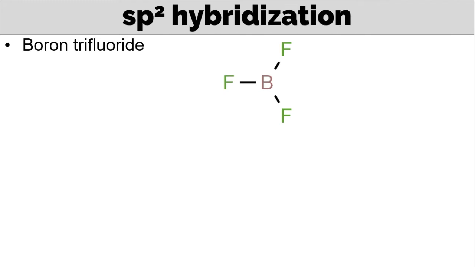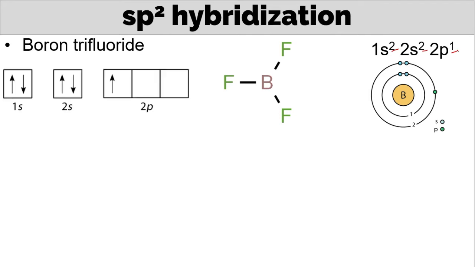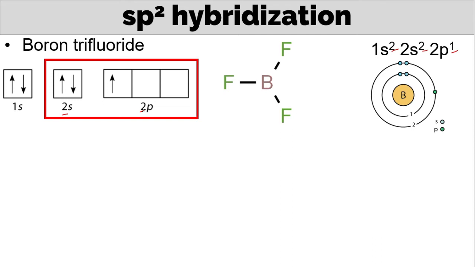Now, consider the bonding in boron trifluoride. Since boron is the central atom, we'll focus on boron. Remember, the electron configuration for boron is 1s2, 2s2, and 2p1 because boron has an atomic number of 5. So when you add this, it's 5. So if we're going to draw the orbital diagram of boron in the second energy level, we will have this. Question now is how can boron form 3 bonds with fluorine when it has only one unpaired electron?